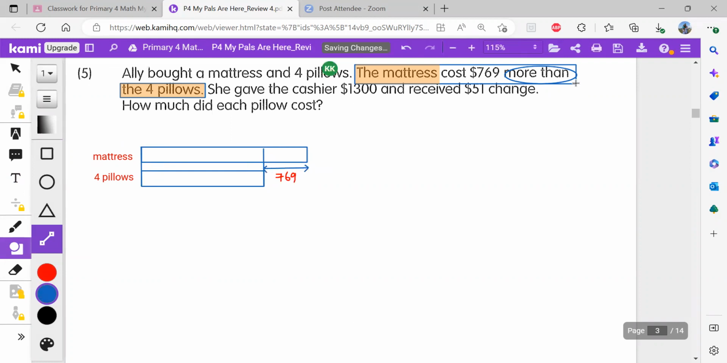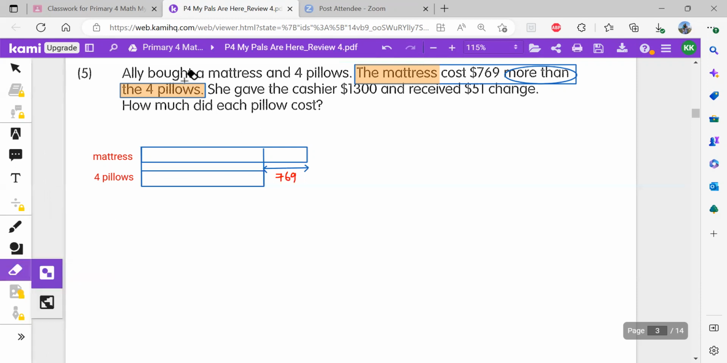This is 769. I'm done with this sentence. Okay, now let's take a look at the other sentences. Am I able to draw? Let's go back to the first one. Am I able to draw the first sentence now?